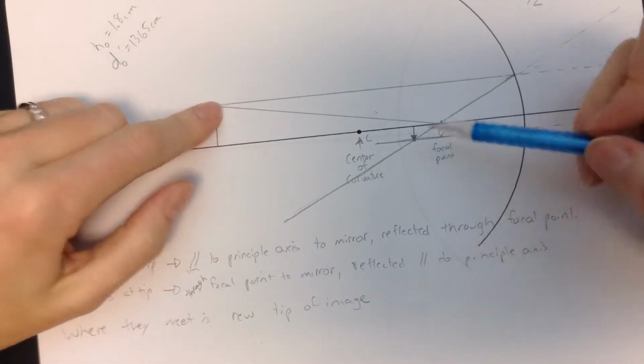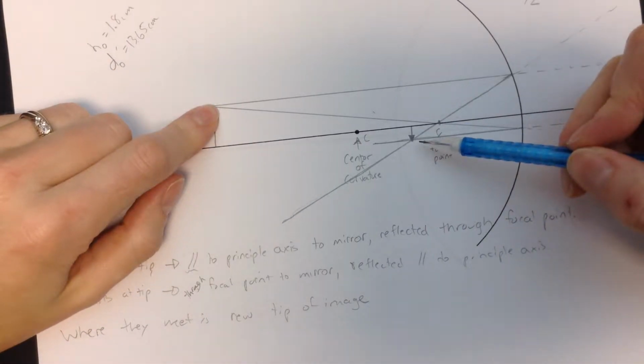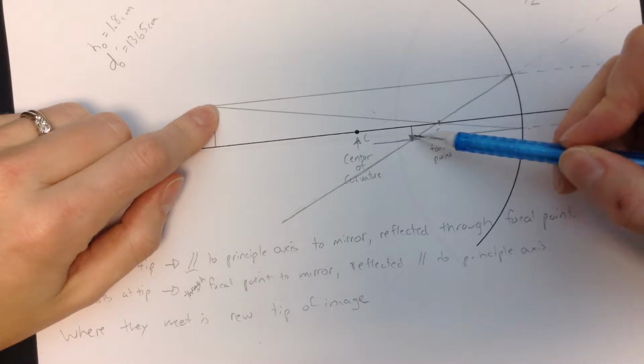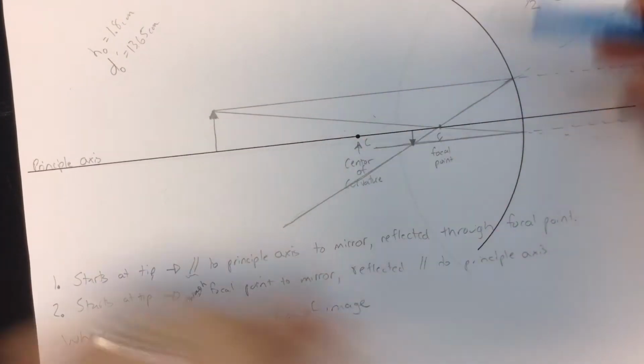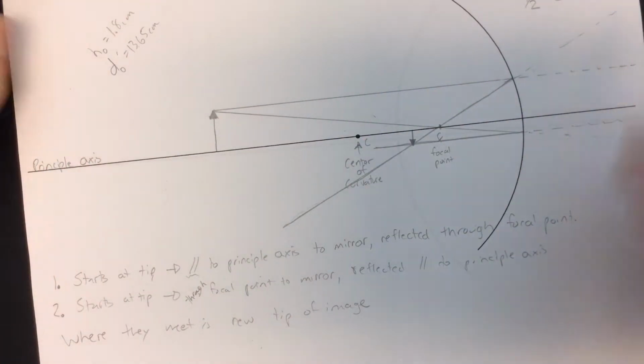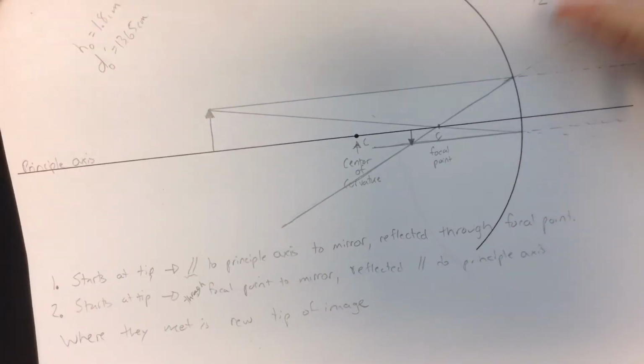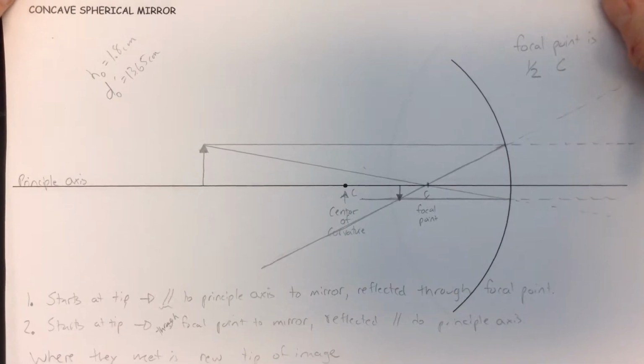Now I can tell some things about it. It's smaller, so it's reduced. It is upside down, so it's inverted. And I could put a piece of paper right there because this is a mirror, right? So it is a real image. Okay. So that is how you draw a concave mirror, those three lines right there.